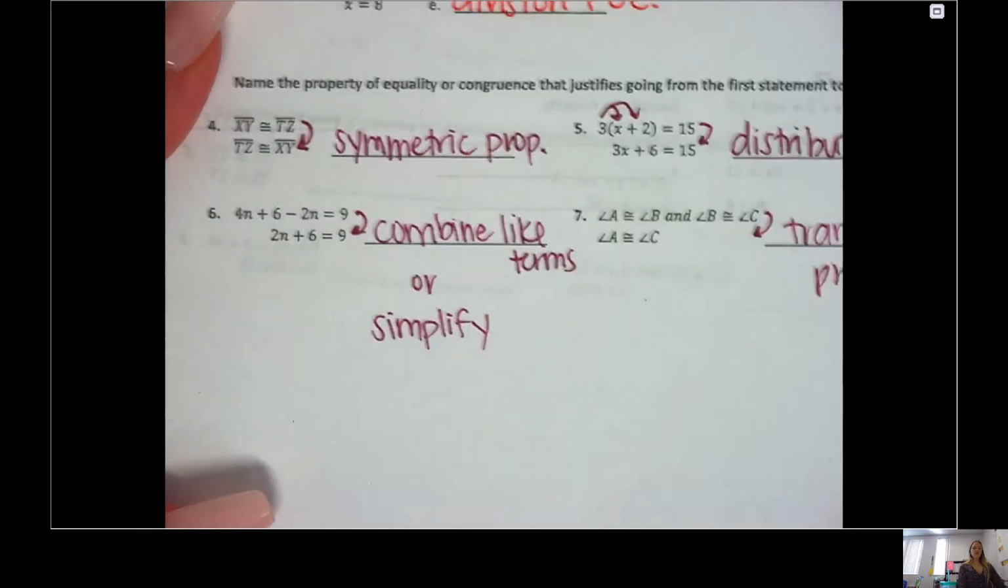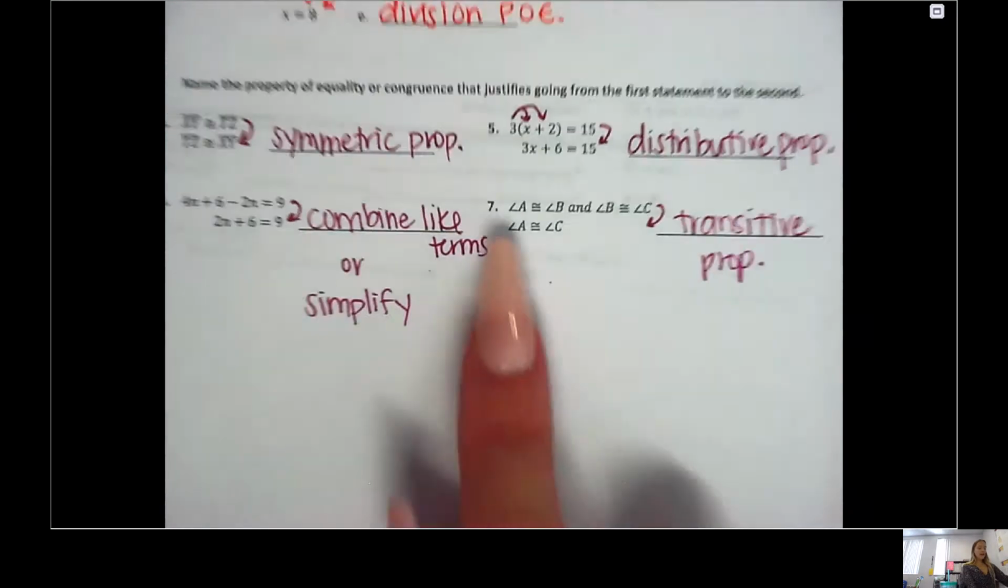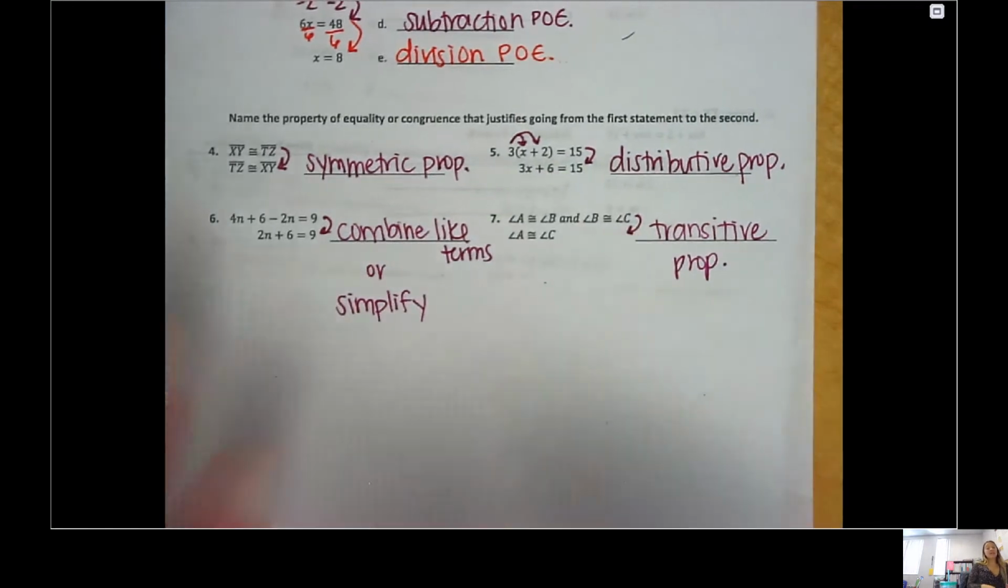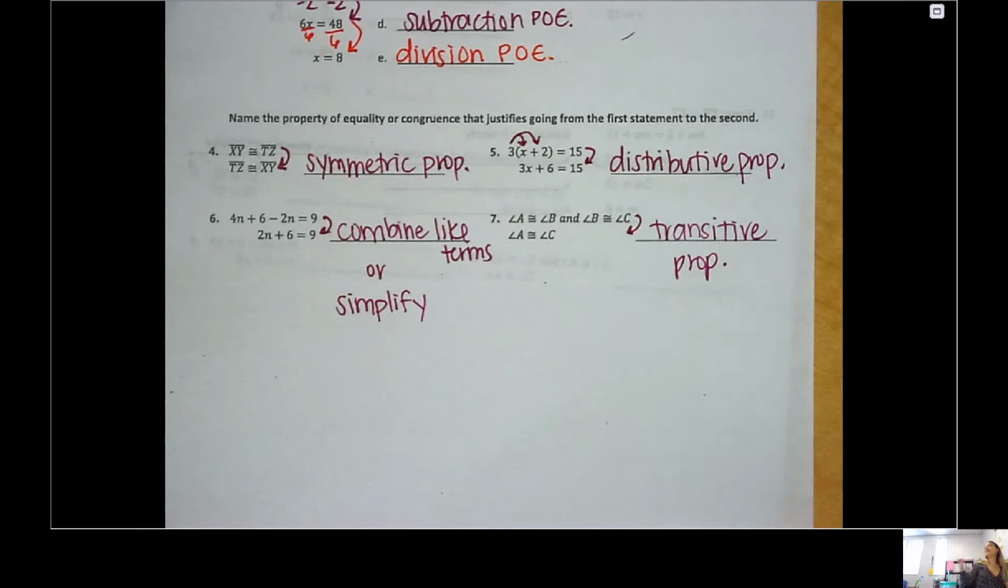Transitive property. So the transitive property literally means if angle A is equal to angle B, right? So let's say angle A is 20 degrees and angle B is also 20 degrees. And then let's say angle B and angle C are the same. So if angle B is 20, angle C is 20, guess what? Angle A and angle C are also the same. They're all 20 degrees. Okay, that's all the transitive property means. Questions, comments, concerns so far?